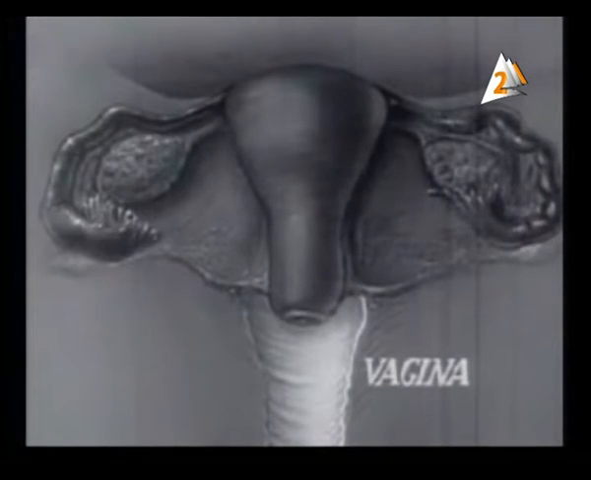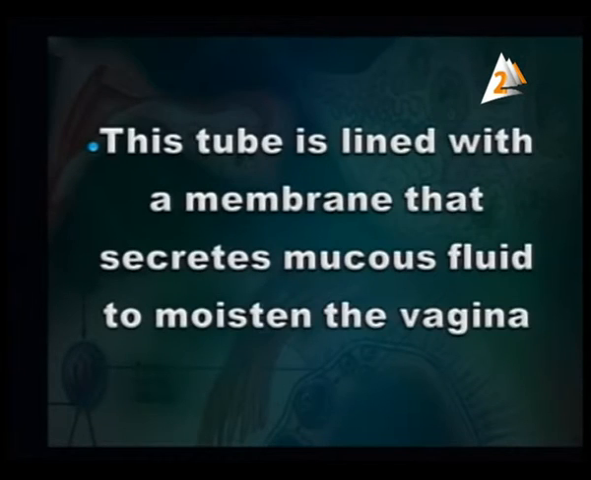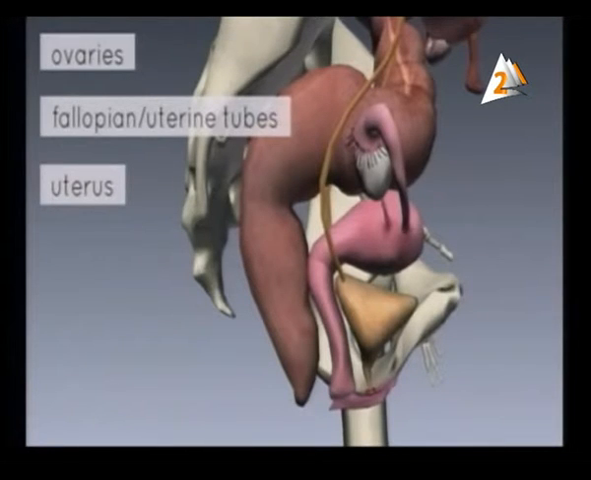It starts from the cervix and extends to the genital opening. This tube is lined with a membrane that secretes mucus fluid to moisten the vagina. It has folds in order to expand during birth, when delivering the baby.